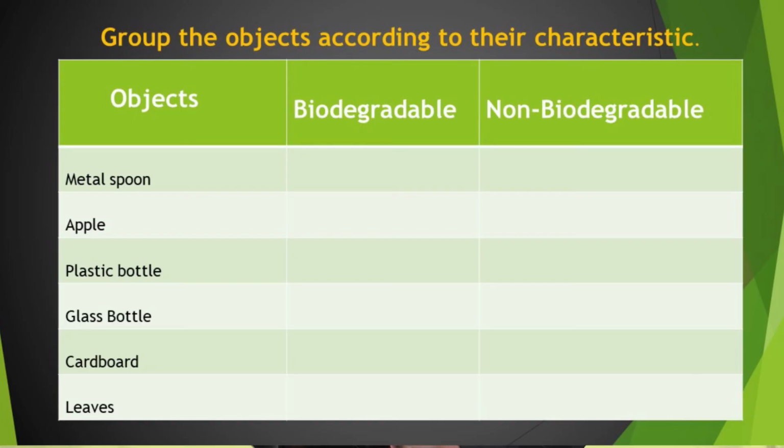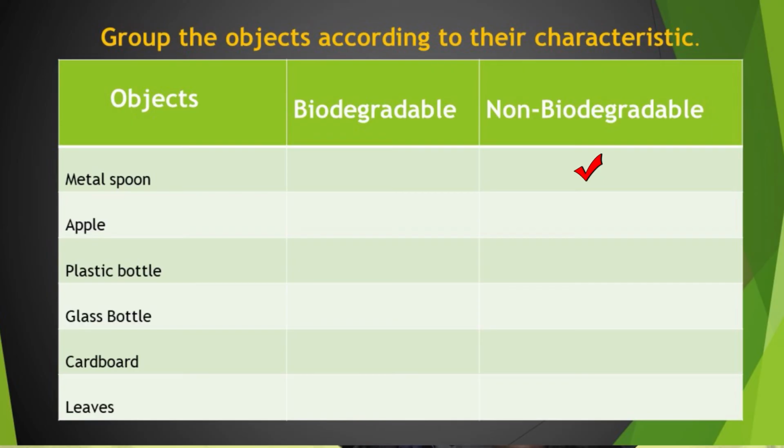Let's do the first one. Where would you put the metal spoon? Would you put it in the biodegradable group or the non-biodegradable group? You are correct. The metal spoon will go in the non-biodegradable group. It will not decompose.